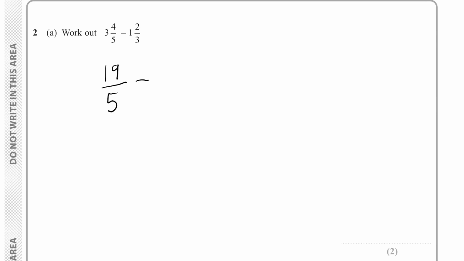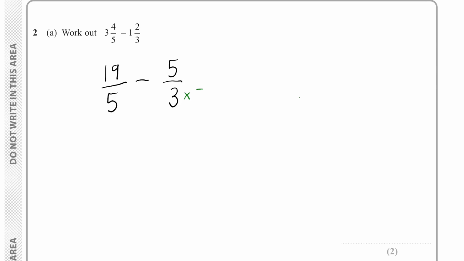I've got 1 and 2/3. How many thirds is that? So 1 times 3 is 3. 3 plus 2 is 5. So that's 5 thirds. To add or take away fractions, we need the bottom numbers, the denominators, to be the same. I'm just going to times them by each other.